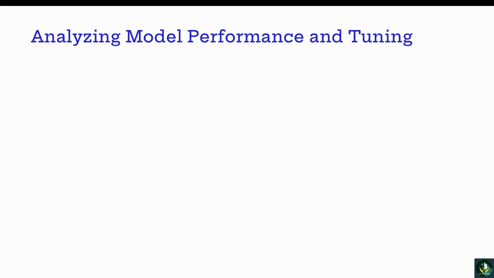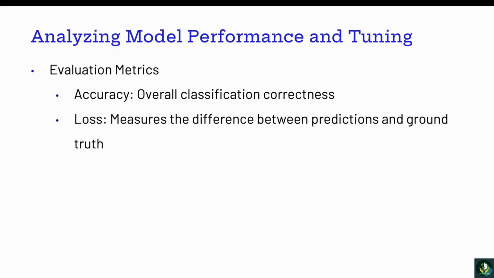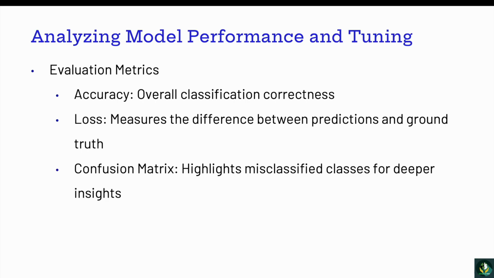Let's talk about analyzing model performance and tuning. So, the evaluation metrics that we use are accuracy, which is for overall classification correctness. We have loss, which measures the difference between predictions and ground truth. Confusion matrix, which highlights misclassified classes for deeper insights.